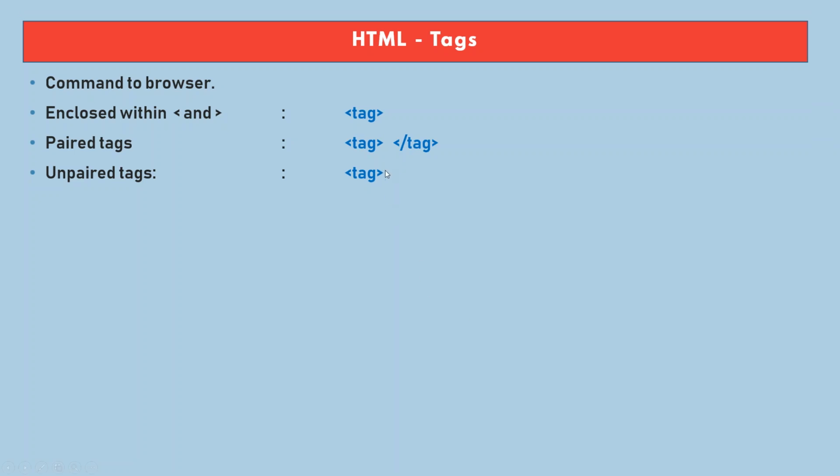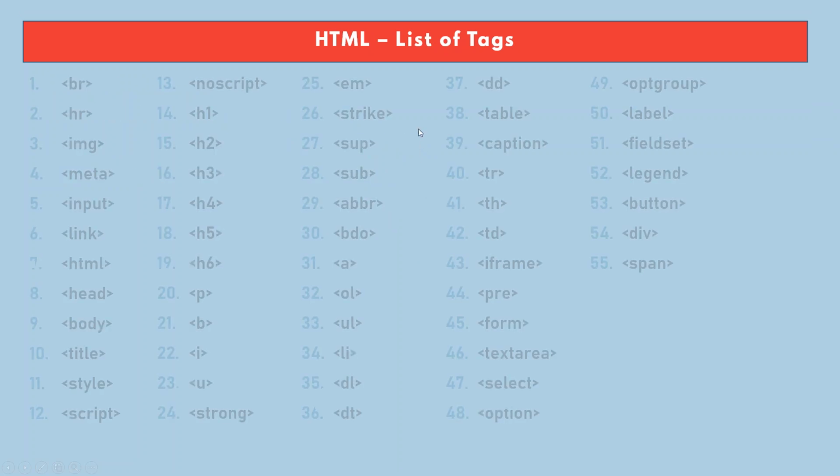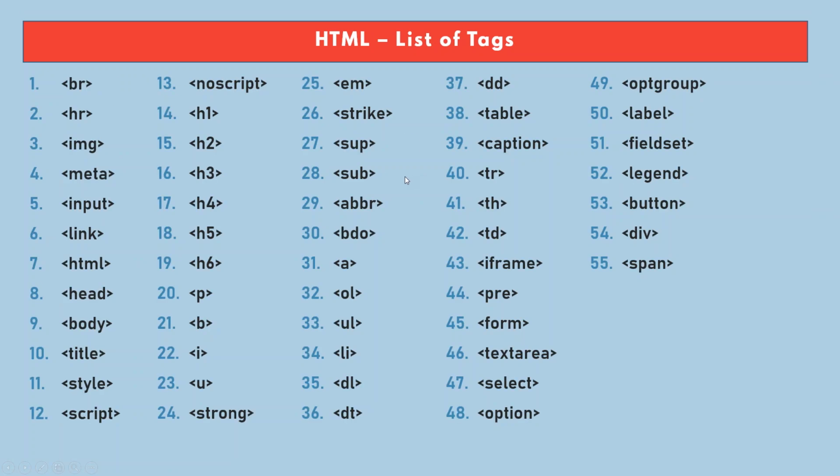I will tell the list of exactly which are the paired tags and unpaired tags. So here is a list. These are the important tags, around 55 tags. Here unpaired tags are very few, like BR, HR, IMG, meta, input, link. The first six are unpaired tags. All the remaining are paired tags only.